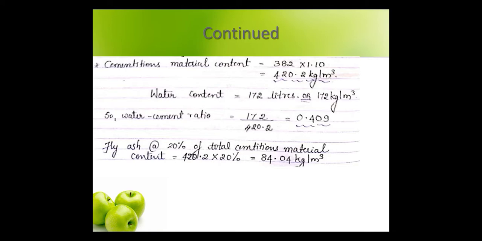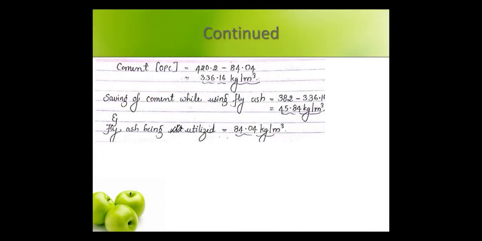So 20% fly ash is used, so cement will go on reducing, that is 420.2 into 20% you need to multiply. So the remaining part will be cement, fly ash you are going to add, and even you are going to add the superplasticizer. So cement will be equal to, in cement you need to reduce that fly ash value, so you will get total cement value. So you are saving the cement about 84.04 kgs by using fly ash there.